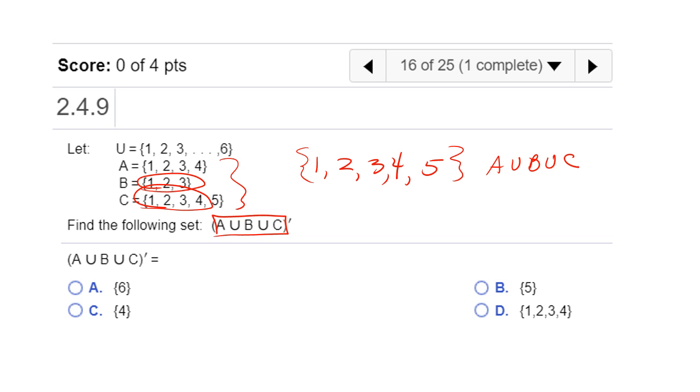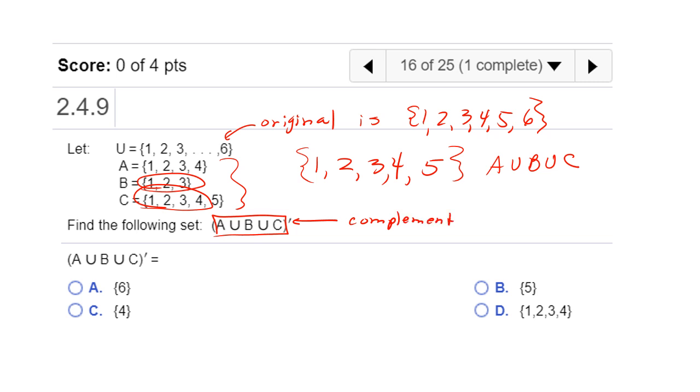Now, if I compare this to the original set, which is called the universal set, the original set is 1, 2, 3, 4, 5, up to 6. Now, the question is, what is the complement or the opposite of A union B union C? Well, if you notice, A union B union C had all 5 of these numbers. The only number not in there is the 6. So we would say the complement or the negation is simply the value 6.